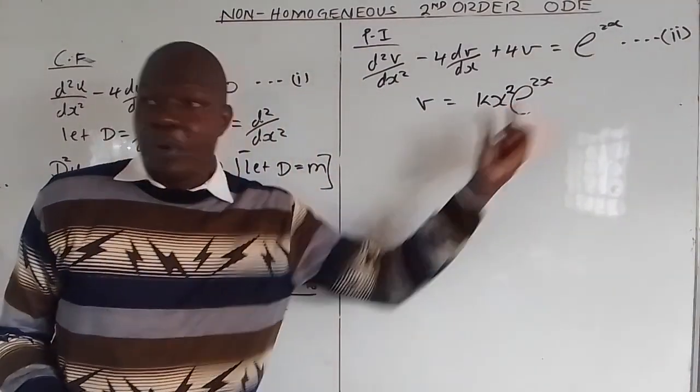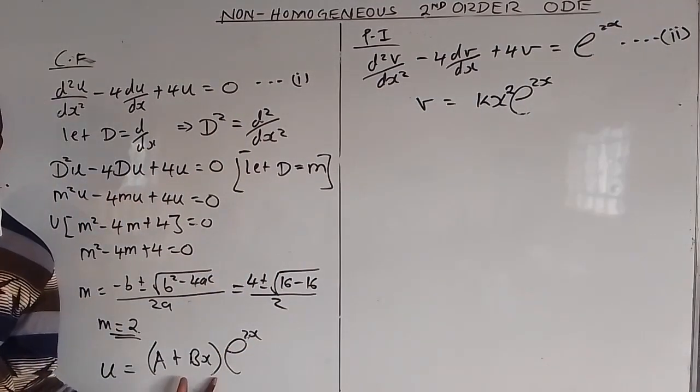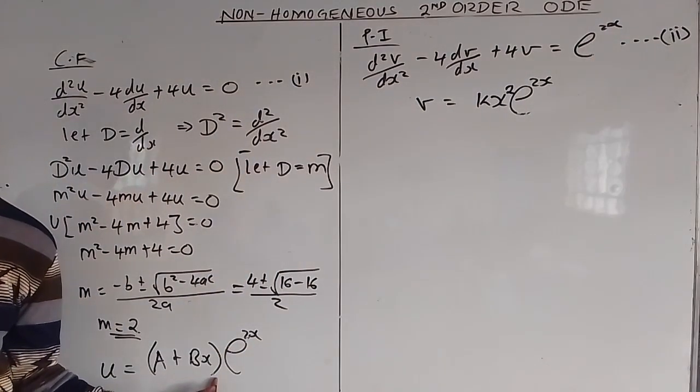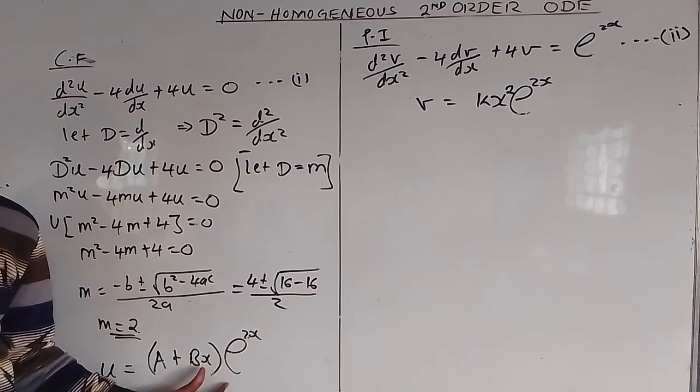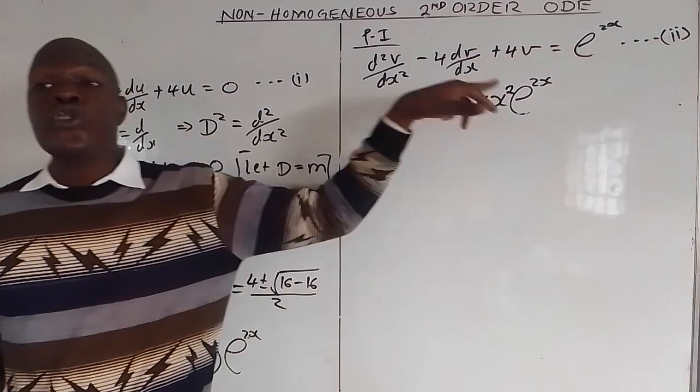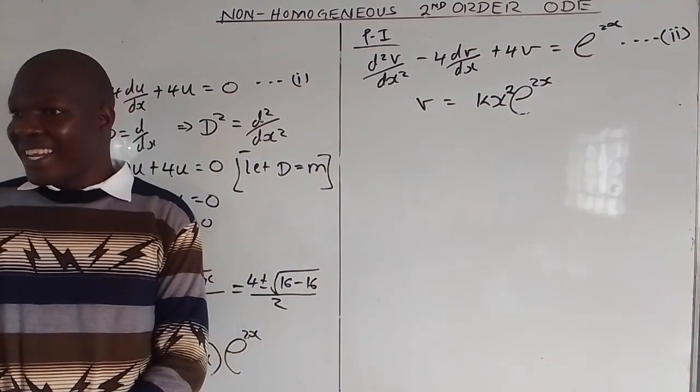Is x squared exponential 2x in the complementary function? No, it is not there. Are you seeing that? So when it is not there, it means that is what you choose v to be. Have you gotten that explanation?